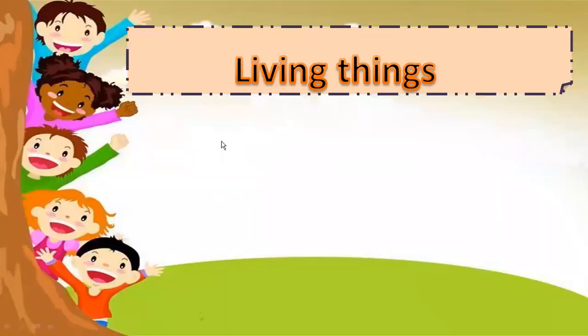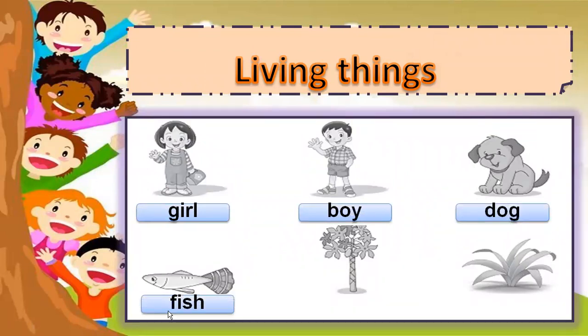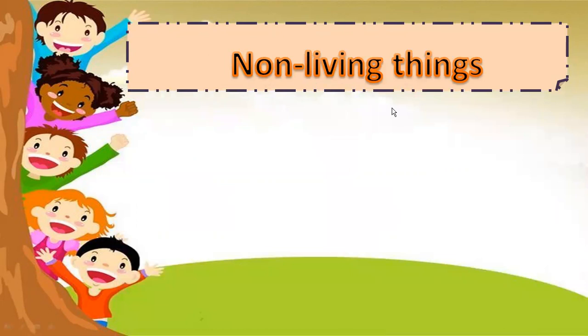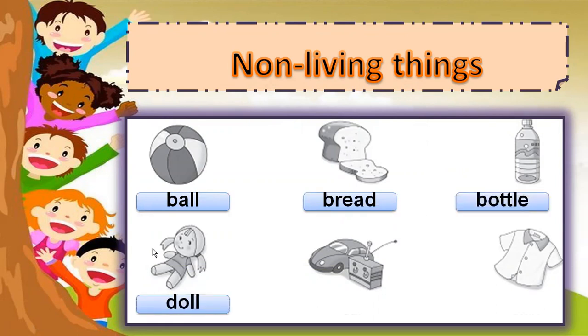What are the examples of living things? Girl, boy, dog, fish, papaya, grass. These are examples of living things. What are the examples of non-living things? Ball, bread, bottle, doll, toy car, shirt. These are examples of non-living things.